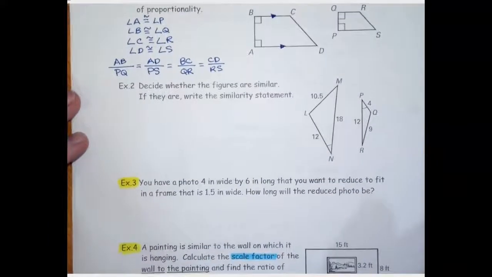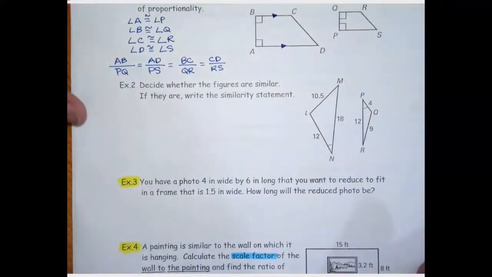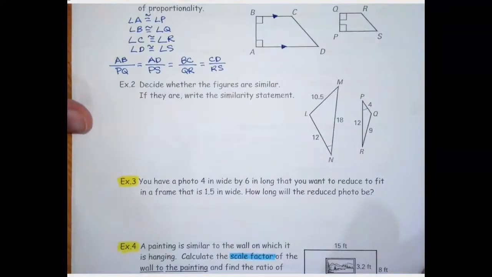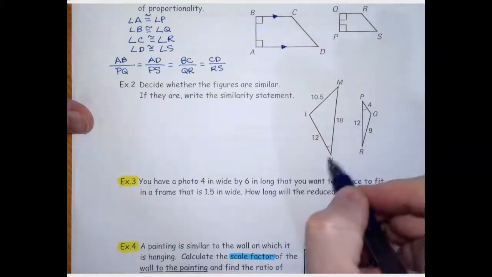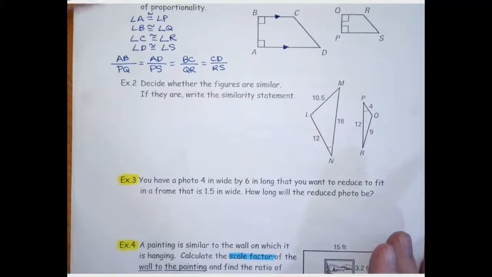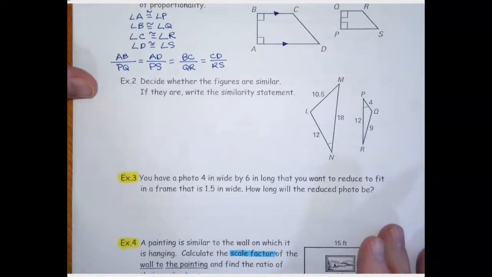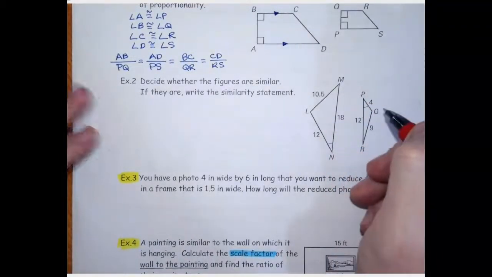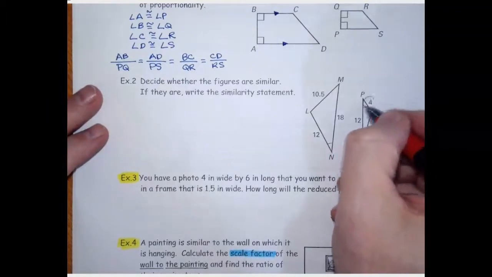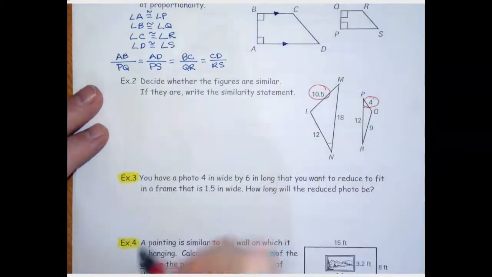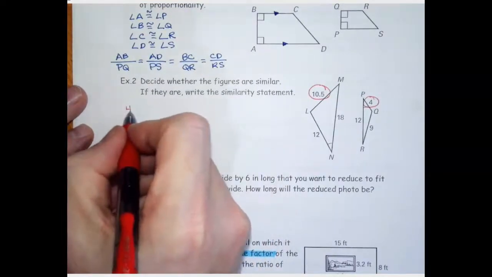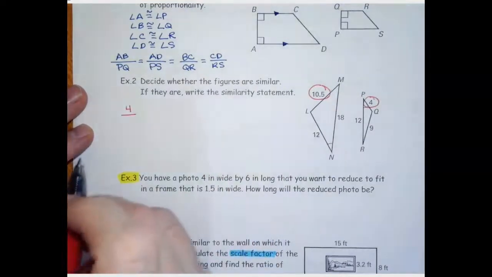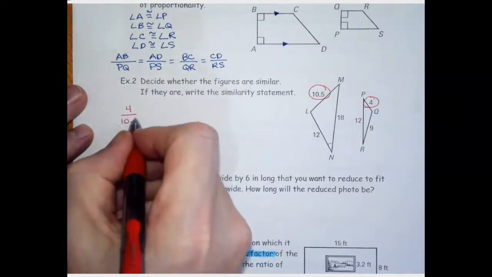Alright, so moving right along, decide whether these figures are similar. If they are, write a similarity statement. So not that easy to do. We have these angles matching here. We really need all three angles, and we need the sides to be proportional. So what we could do is set up proportions with the sides. So if we take the smallest side in this triangle and the smallest side in this triangle, we could create a proportion, ratio there. So that ratio is going to be 4 over 10.5.